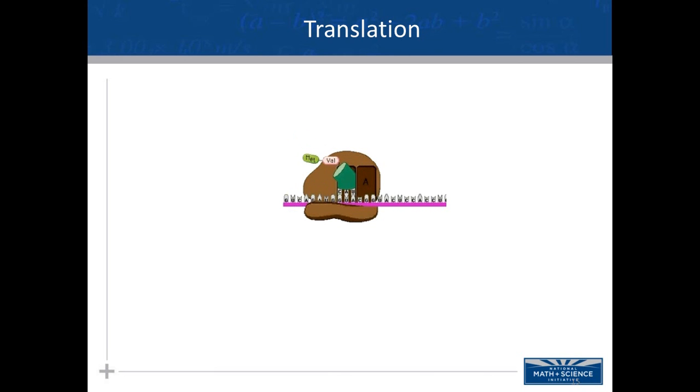The tRNA in the P site exits from the ribosome. The ribosome then translocates, or moves, the tRNA in the A site, carrying the growing polypeptide, to the P site. Meanwhile, a new tRNA brings its amino acid to the A site, and the process is repeated.